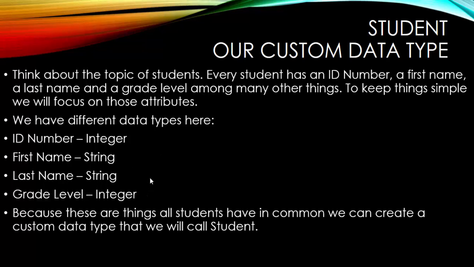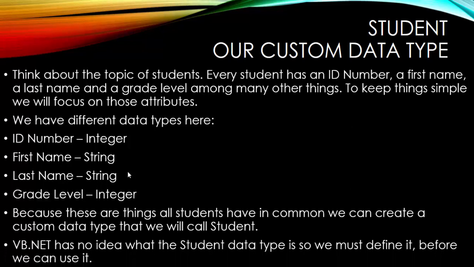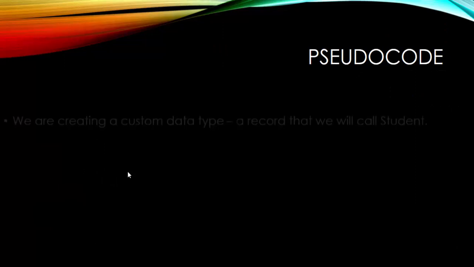Now, when we talk about composite, we have integers and we have strings. And because we have integers and strings, they're going to be part of one custom data type. It makes it composite. Now, VB.NET has no idea what the student data type is. If I dimensionalize something as a student, it's not going to have any idea what that is. So we must define it before we can use it. So let's take a look at the pseudocode.